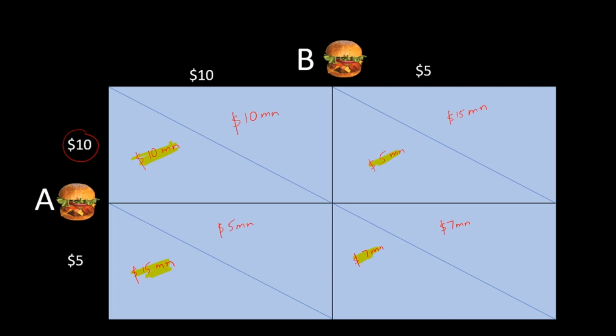If firm B sells at $10, then the profit would be 10 million, but if it sells at $5, the profit would be 15 million. So definitely selling at $5 would be the optimal strategy for firm B. Likewise, what if firm A sells at $5? In this case, if firm B sells at $10, then it would be earning 5 million. On the other hand, if firm B sells at $5, it would be earning 7 million. So definitely it is in the best interest of firm B to sell at $5 even in this case.